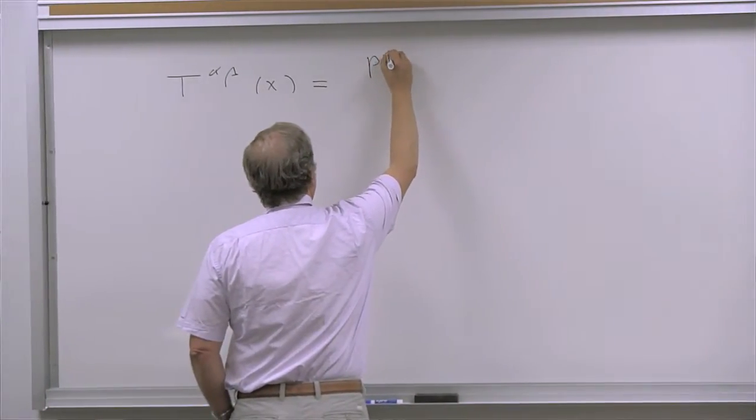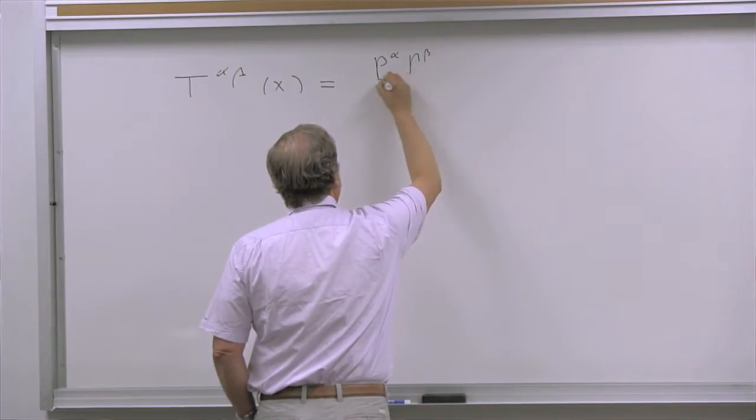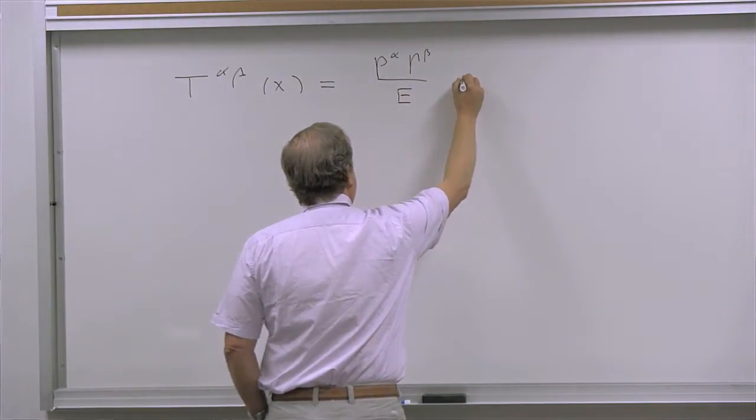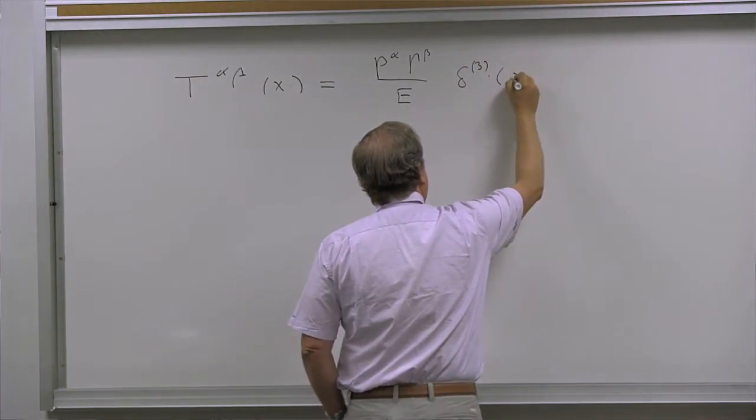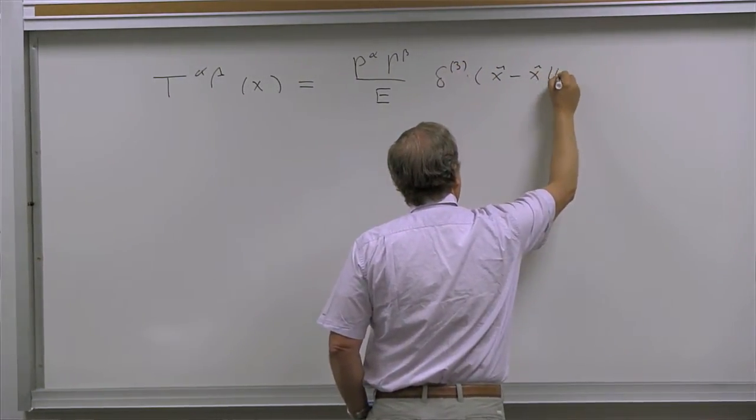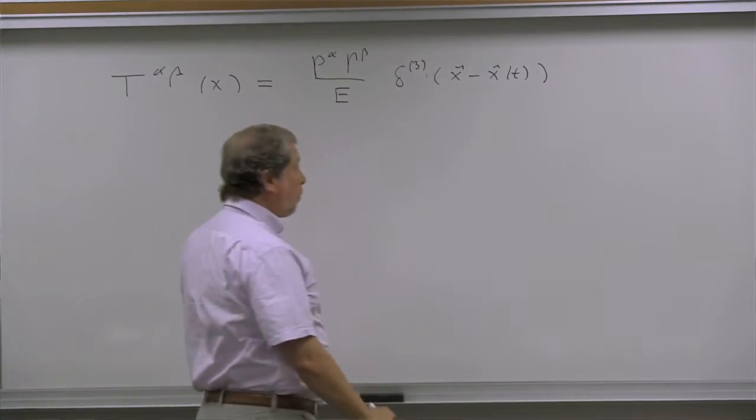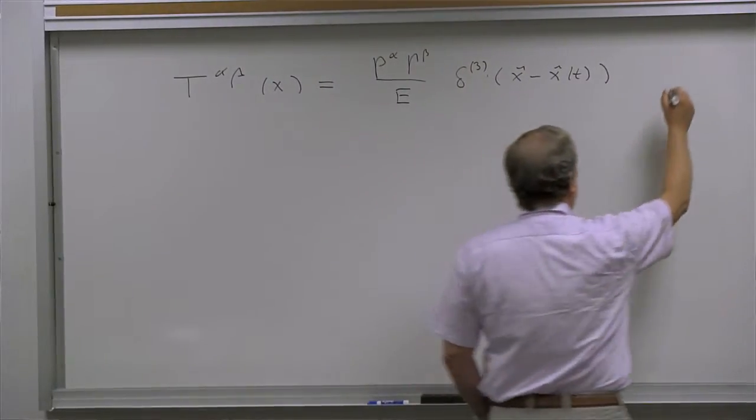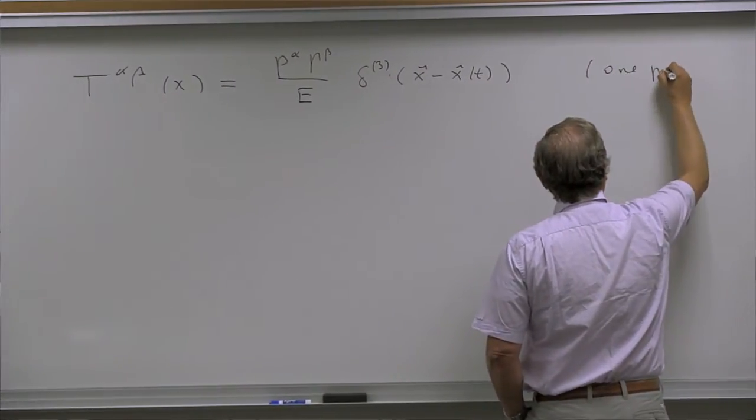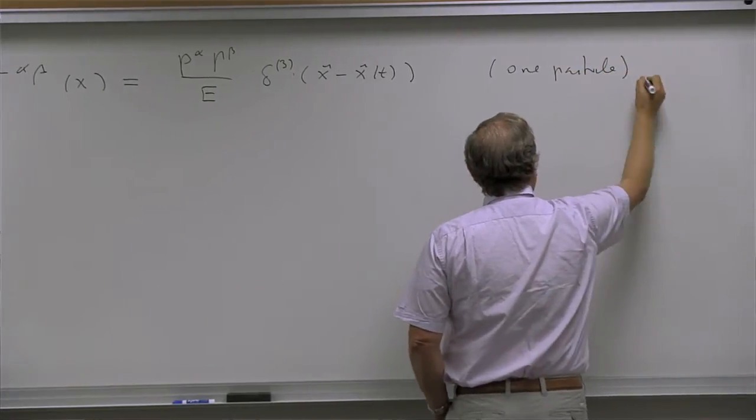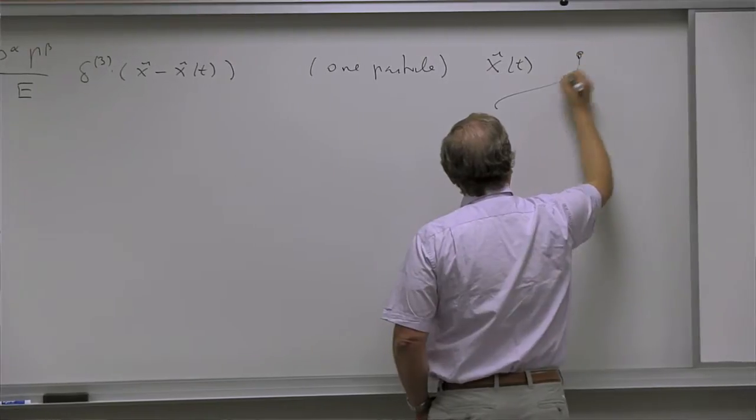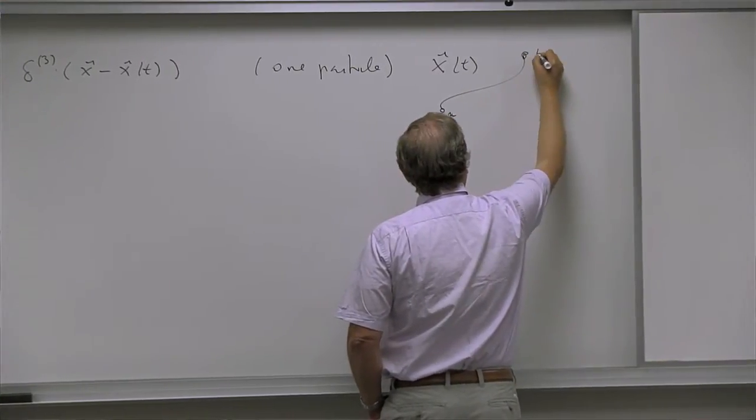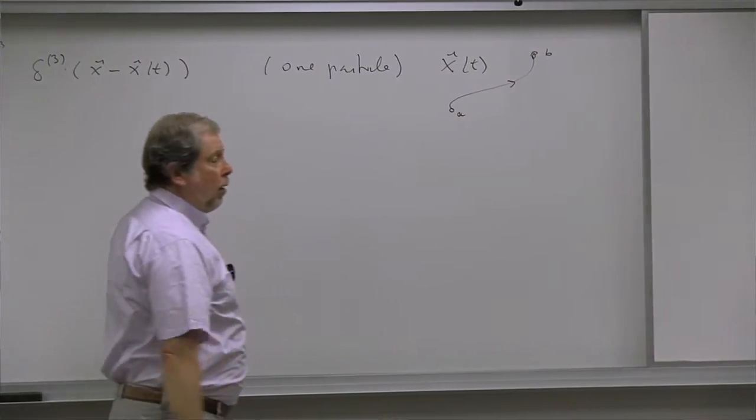And for a single particle, this was P alpha, P beta, divided by the energy times delta 3 of x minus x of t, right? And so this is one particle, right? And so one particle is described by a trajectory x of t, which, you know, maybe goes from point A to point B, right?